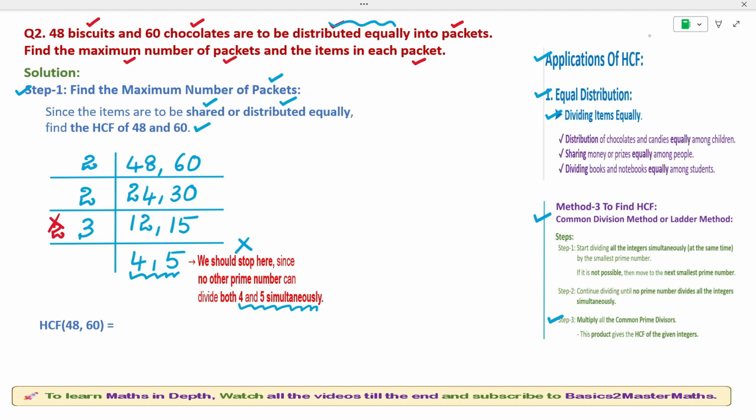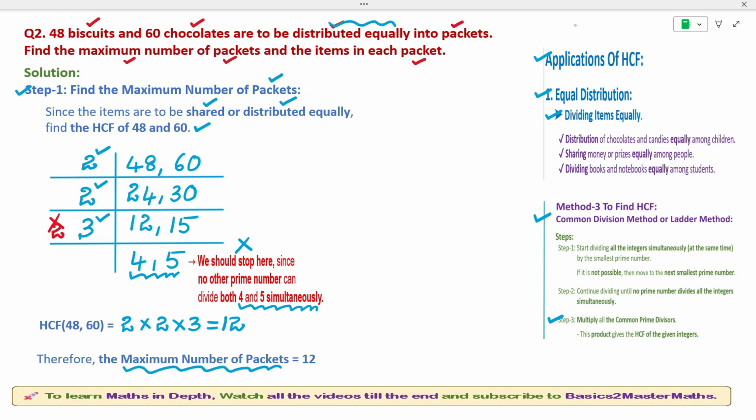Finally, multiply all the common prime divisors. In this case, they are 2, 2 and 3. So, HCF of 48 and 60 is 2 multiplied by 2 multiplied by 3 gives you 12. Therefore, maximum number of pockets are 12.